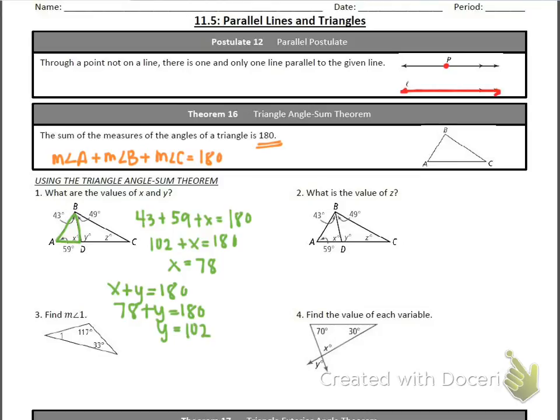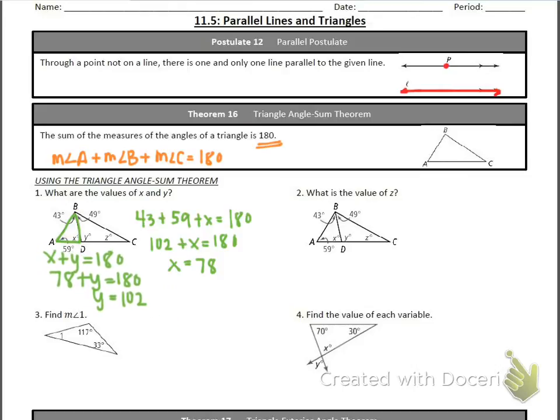Okay? That's how I want you to show your work. Got it? I need to be able to look at your work and tell what you are doing and why you are doing what you are doing. Here, I'm going to move this. Okay?